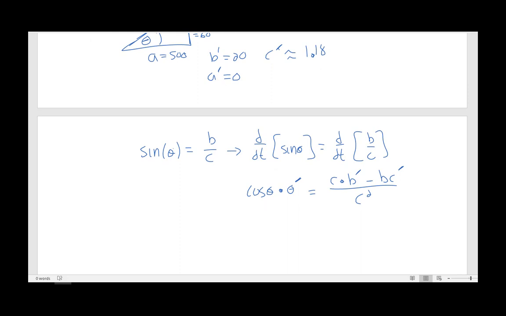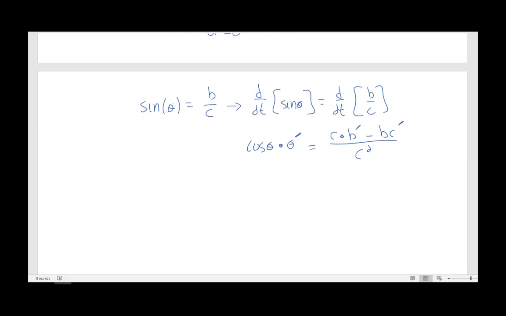Okay, so I need to know all of the quantities except theta prime. Theta prime is what I'm looking for. So I need to know c, b prime, b, c prime, and c squared. And I need to know the cosine of theta.